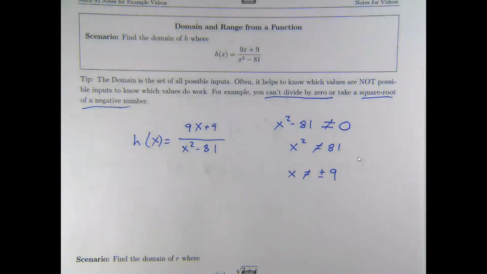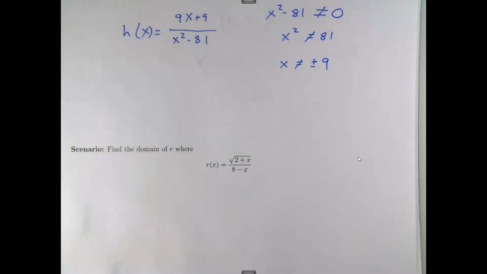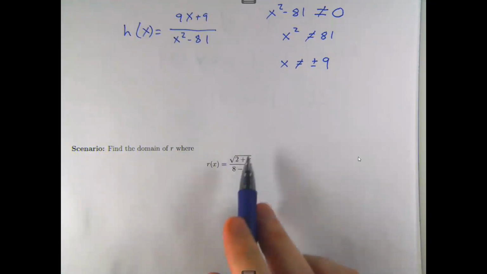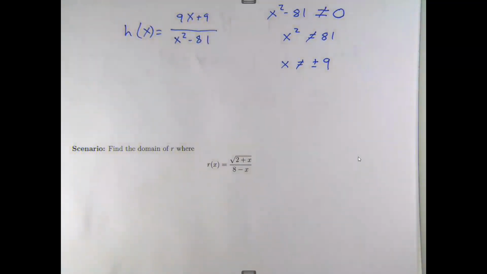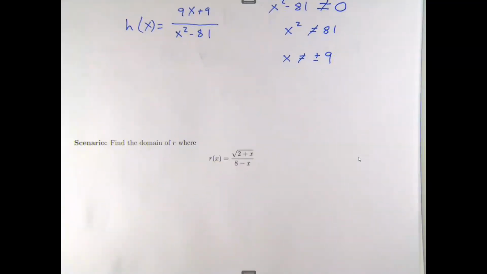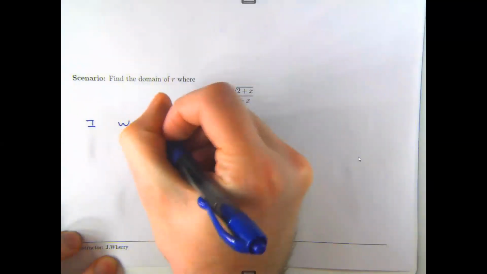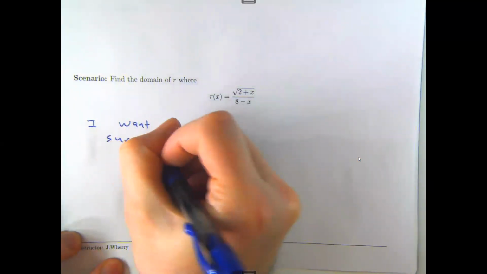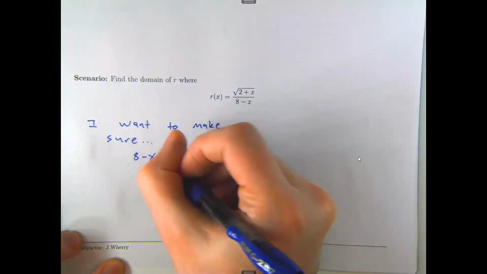Let's look at another example of finding the domain. This says find the domain of r, and r is this function here, where r of x is equal to the square root of 2 plus x all over 8 minus x. So there are two things that I want to keep in mind here. First thing I want to keep in mind: I want to make sure that I don't have 0 in the bottom. So I don't want 8 minus x equaling 0.